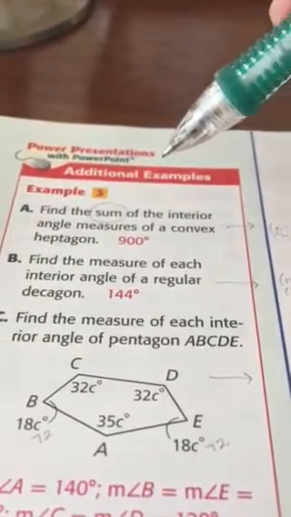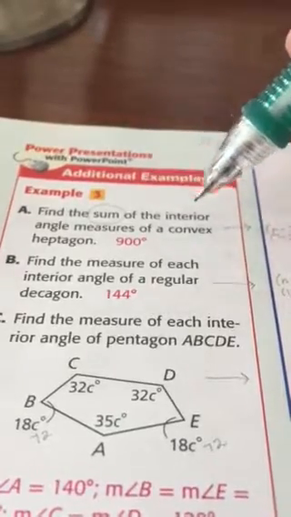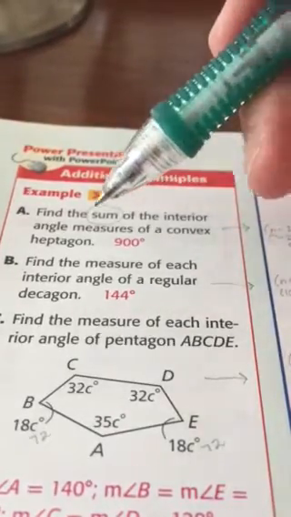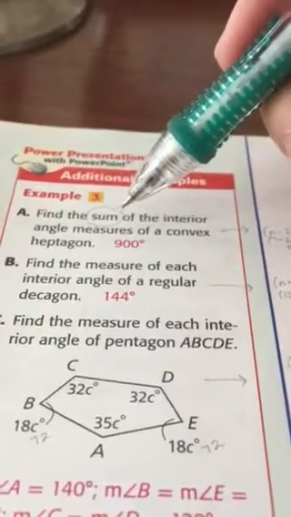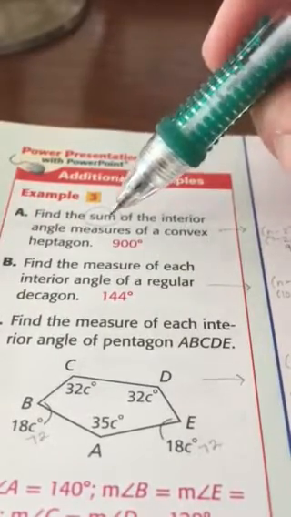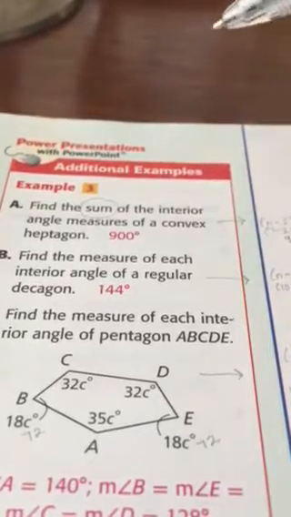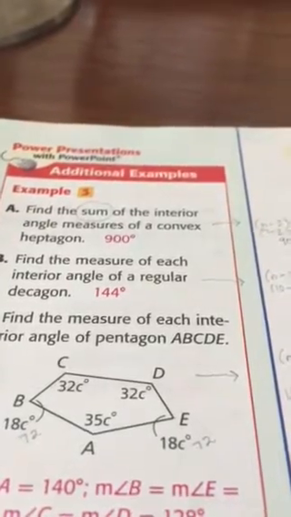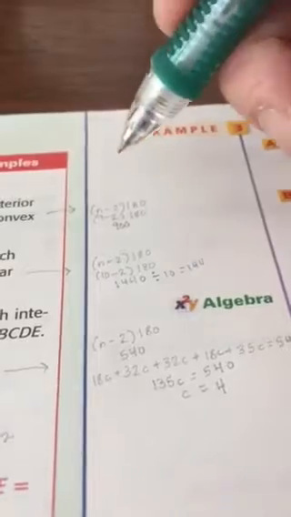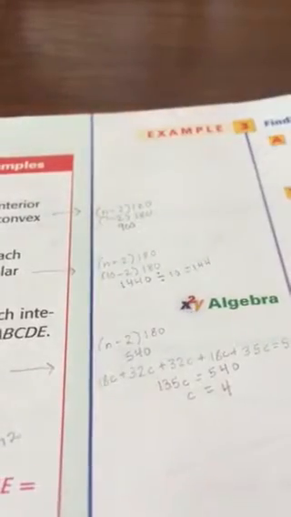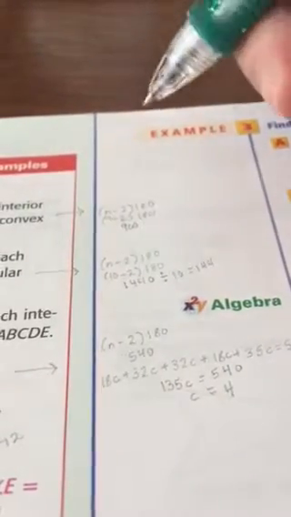All right, let's look at this problem. Find the sum of the interior angle measures of a convex heptagon. Now remember, when we're finding the sum, we're finding the total of the interior angles. And we want to use our formula, n minus 2 times 180, which I told you it's really important to know when to apply that on the test.